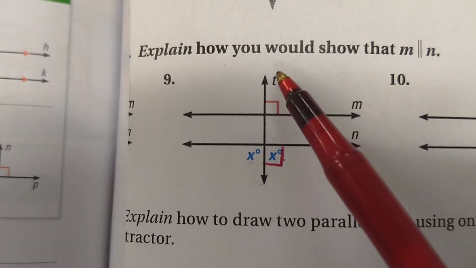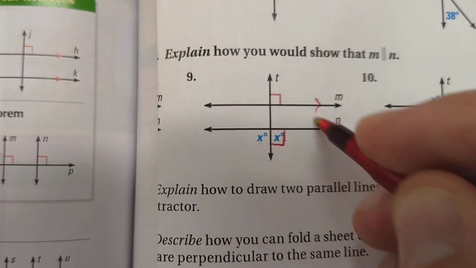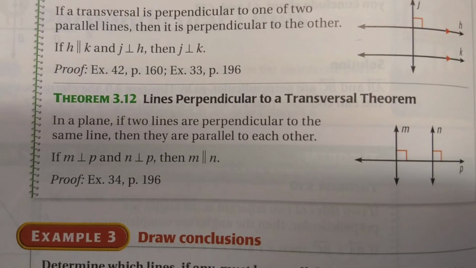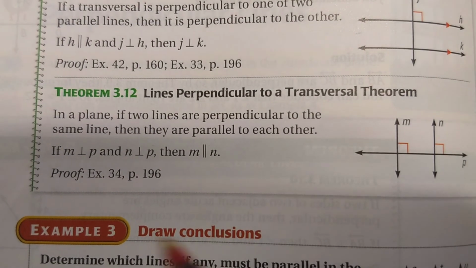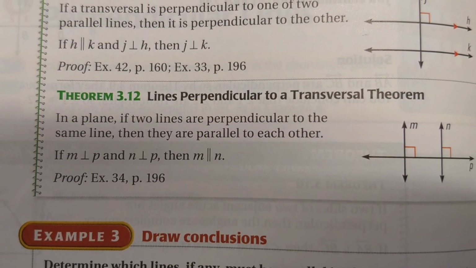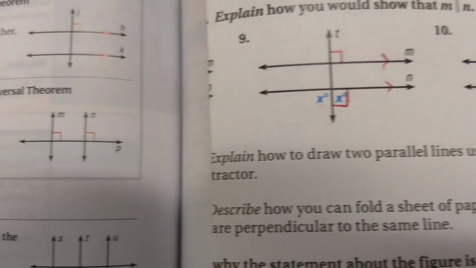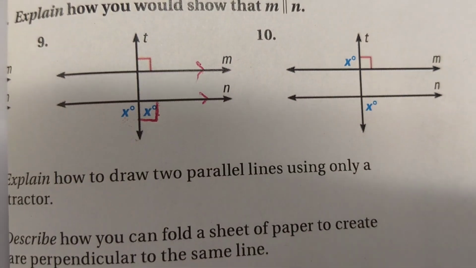and M is also perpendicular to T, then those two lines must be parallel. They have to be. That's stated in this theorem that we've taken a look at, the lines perpendicular to a transversal theorem, and you can look at that theorem in more detail, but it's what we just saw over here, that if two lines are perpendicular to the same line, they must be parallel with one another.